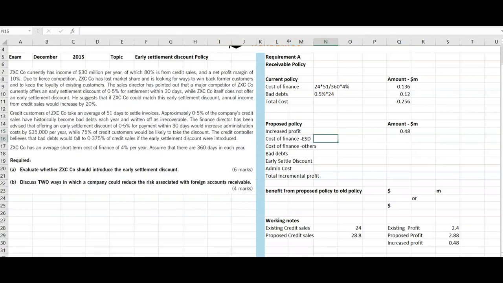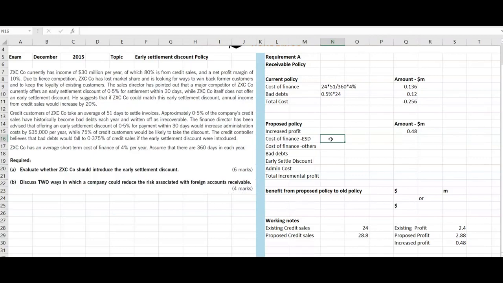So the next item that we have to work out is the cost of finance, ESD, early settlement discount. They say that the finance director has been advised that offering an early settlement discount of 0.5% for payment within 30 days would increase the administration cost by 35,000, while 75% of the credit customers would be likely to take the discount. So we'll start. If we are going to give the early settlement discount, people will take 30 days to make the payment. So we have to find out what is the cost for 30 days.